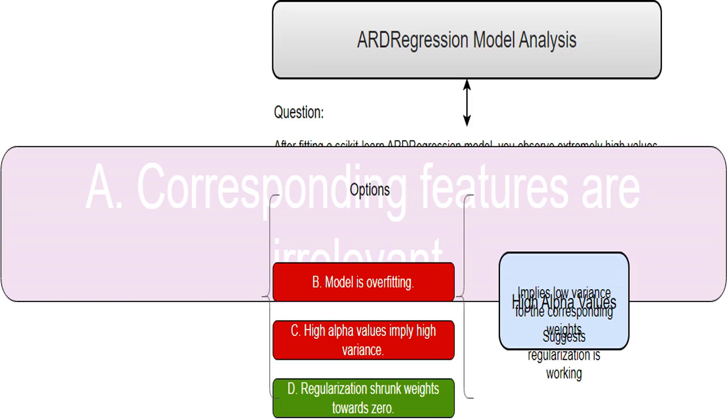This statement is incorrect. High alpha values actually represent low variance. It's a common misconception, so I am glad we are clarifying this here. Remember, alpha is precision, the inverse of variance. So, high precision equals low variance.